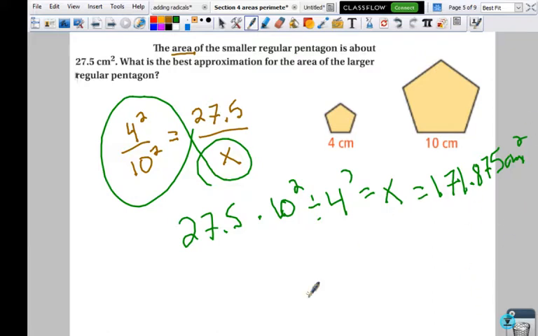So remember, if it's area, it's always squared. That's why we got these squares here. It's area. Hey, you're square.